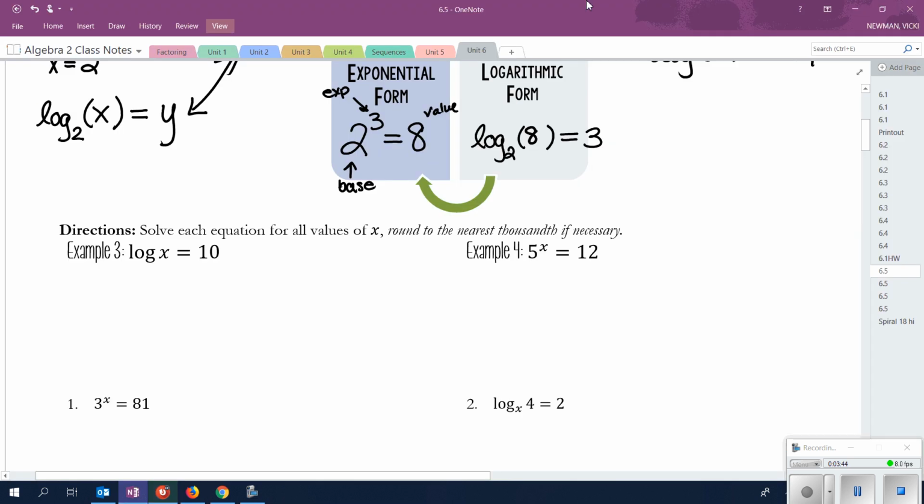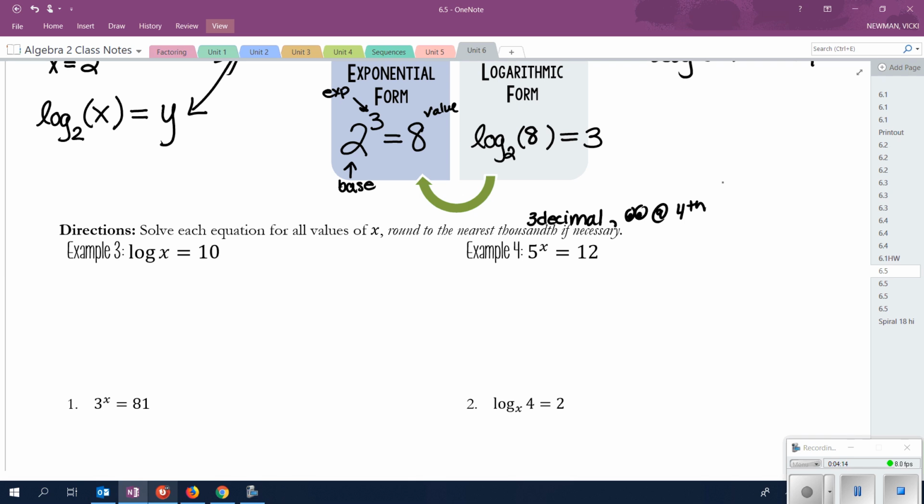All right, so we're going to solve these equations. I'm going to show you how to change the form, and you're going to get really, really good at it, I promise. So it says solve each equation for all values of x, round to the nearest thousandth if necessary. Thousandth is 3 decimals in our answer, so we need to look at the fourth, and that'll tell us to stay or raise. So in example 3, I have log x equals 10.